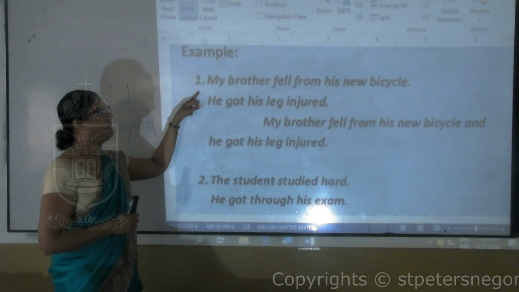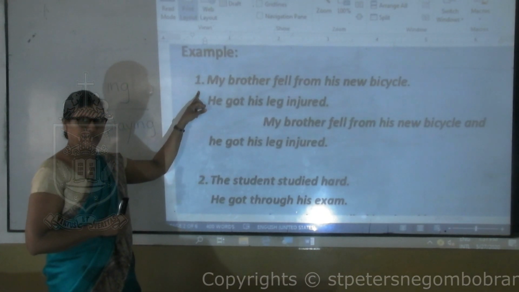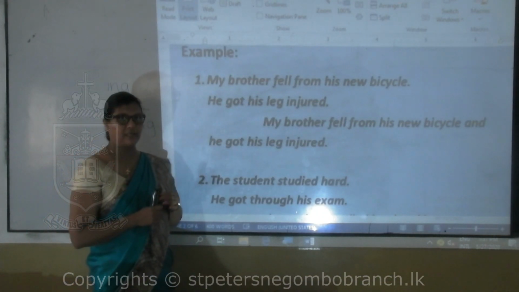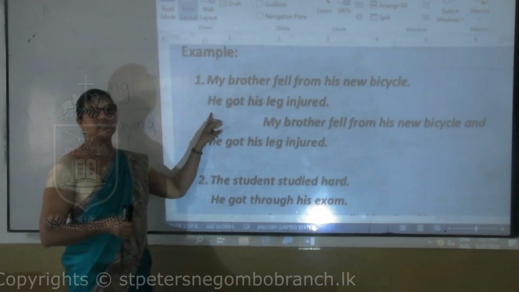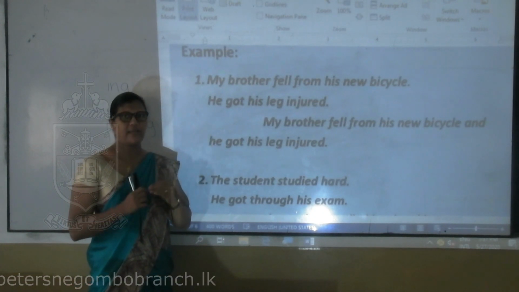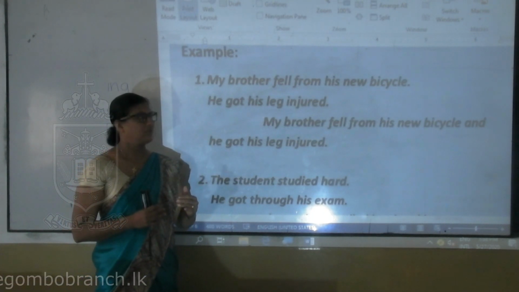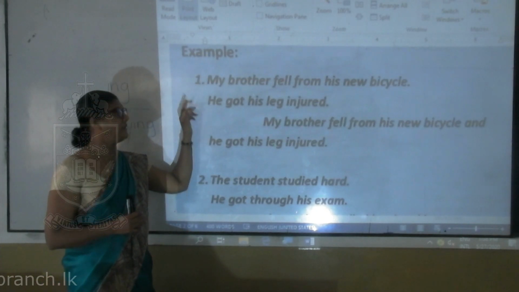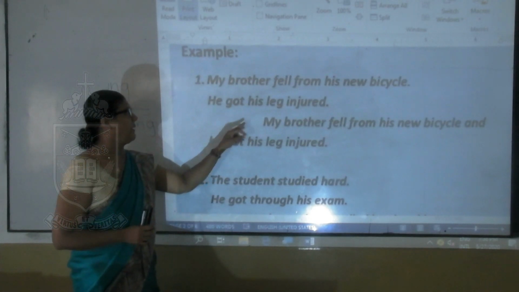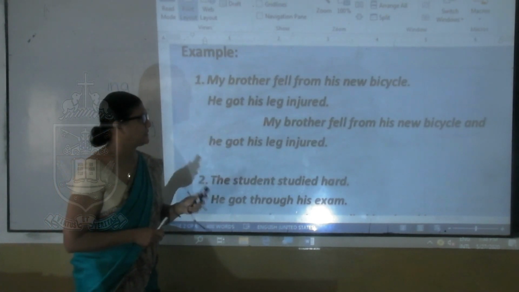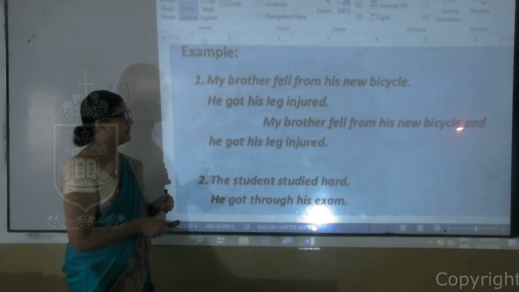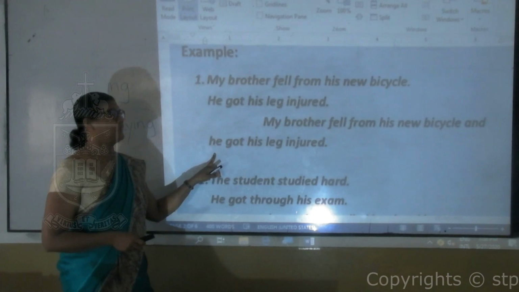My brother fell from his new bicycle. That is one idea. The other idea, he got his leg injured. What do you think about these two? These two are going together. The ideas are matching. So we can combine these two sentences by using and like this. My brother fell from his new bicycle and, you can see the word and there, he got his leg injured.